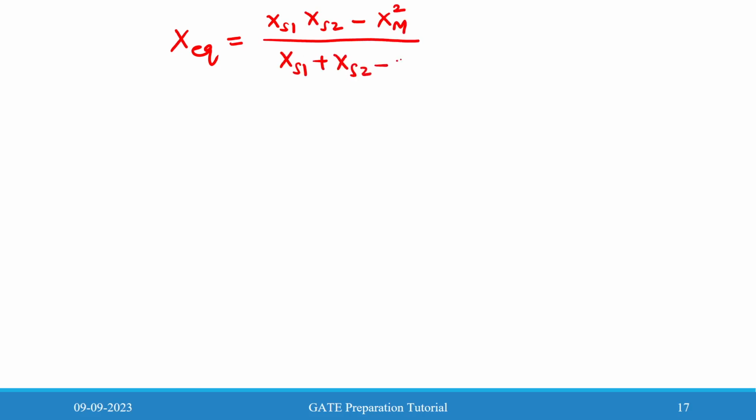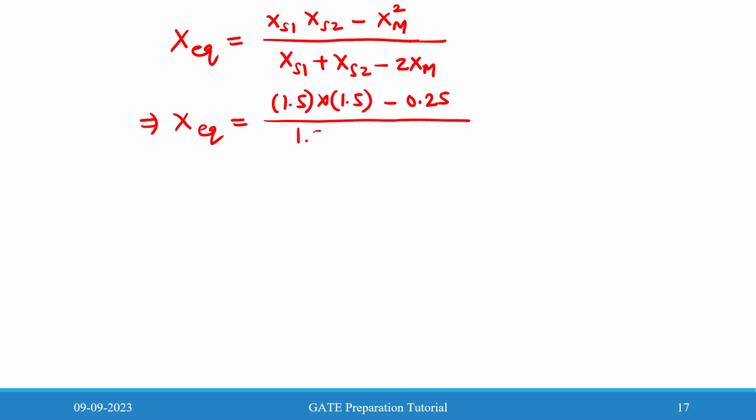Put all these values and you will get the X equivalent. X equivalent will be X1 X2 minus XM square divided by X1 plus X2 minus 2XM. So X equivalent will be 1.5 into 1.5 minus 0.25, divided by 1.5 plus 1.5 minus 2 XM, where XM is 0.5, so minus 1. So this is 2.25 minus 0.25, that is 2, divided by 3 minus 1, that is 2, so 2 by 2 is 1.